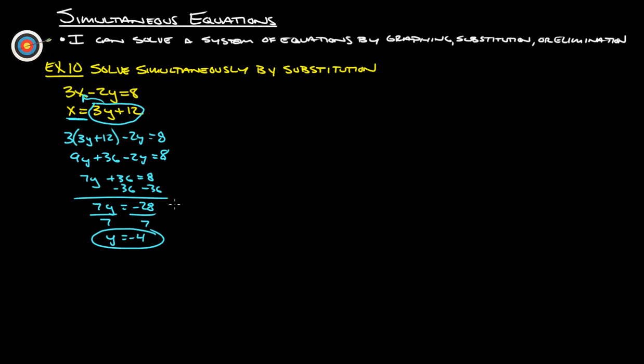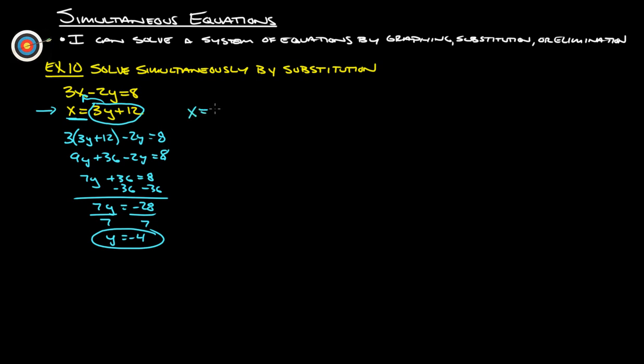So now we've got to figure out what the x is. If we want to figure out what the x is, we know now y equals negative 4. So now we just plug our negative 4 into the y for either one of these equations and figure out what x is. If you'll notice here, this already has x equals, so I'm going to plug it into this one here.